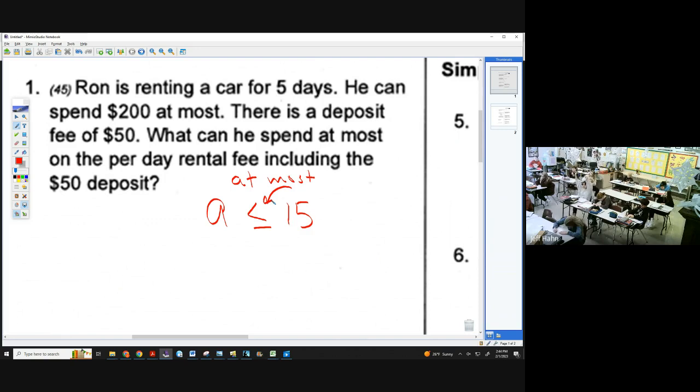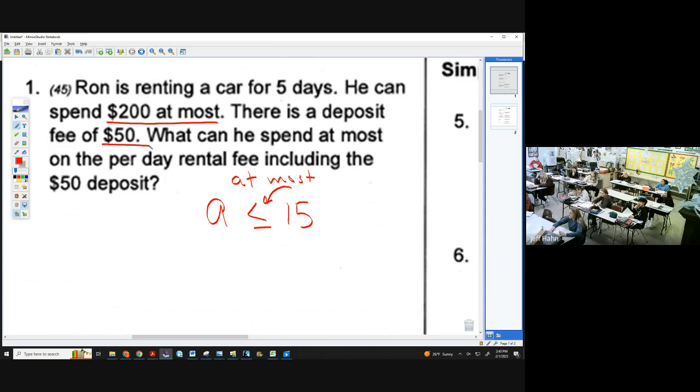As I've always told you, this confuses even me, believe it or not. And when things confuse me, I just put normal numbers in there and see what I get. You're renting a car for $5 a day. So every day you pay $5, right? You can spend $200, that's all you have to spend. Plus, there's a deposit fee of $50.